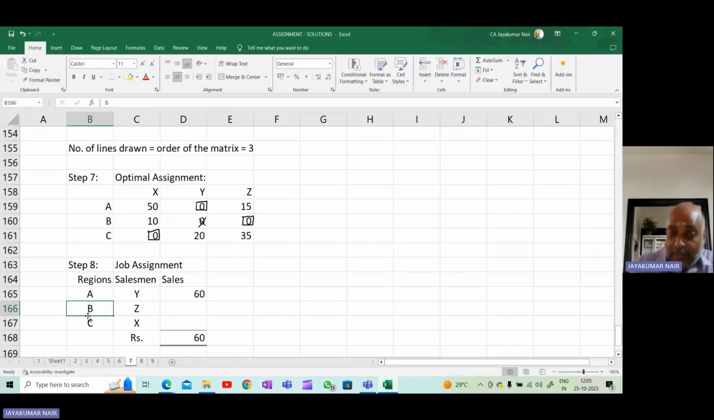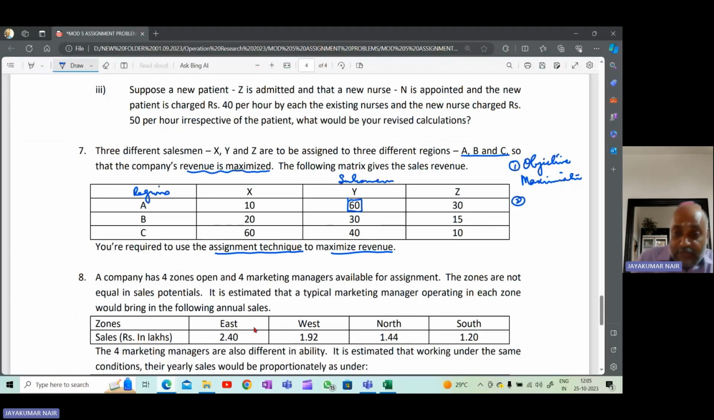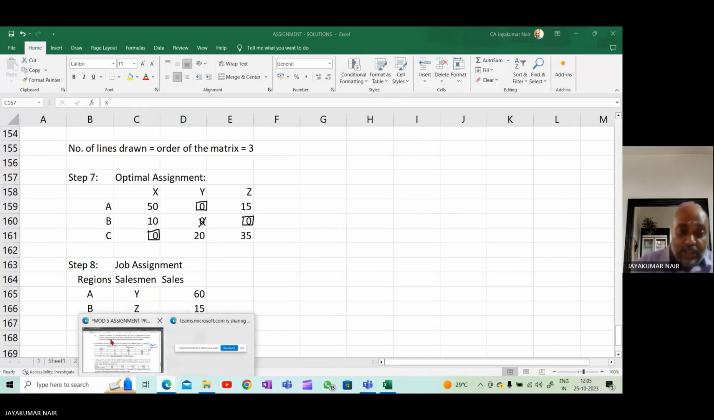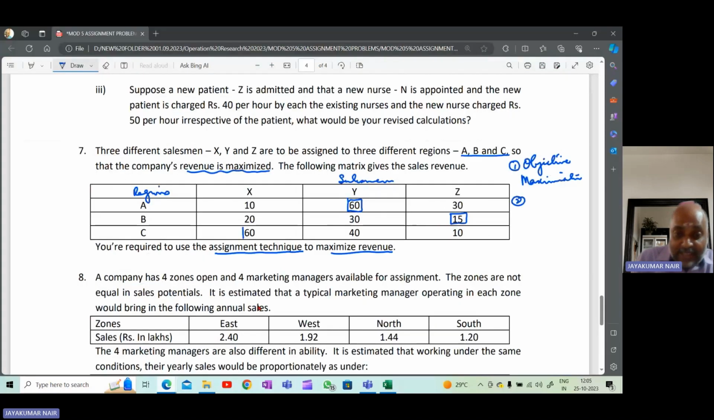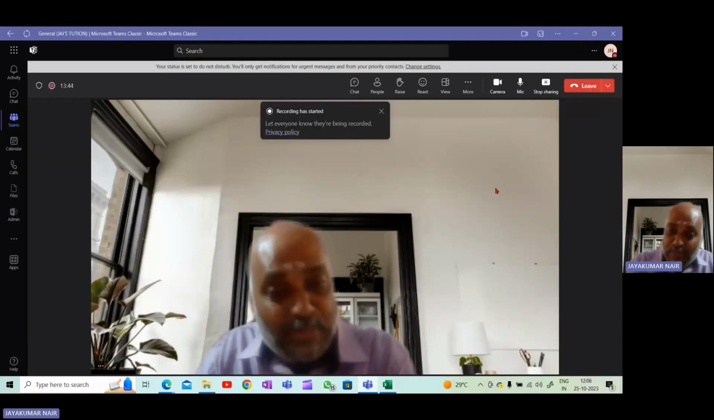Now come to the second one, region B, if you assign it to Z. If you assign it to Z, what is the sales? Sales is 15. So here you will write 15. And region C is assigned to X. X is 60. So right here 60. So what is the maximum sales if you do this? It is rupees 135. I hope you have understood how to solve a maximization problem using the assignment technique.